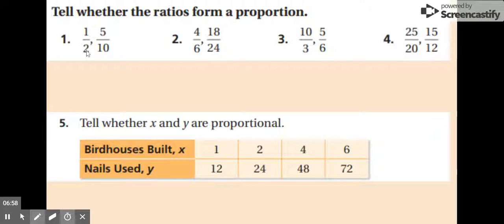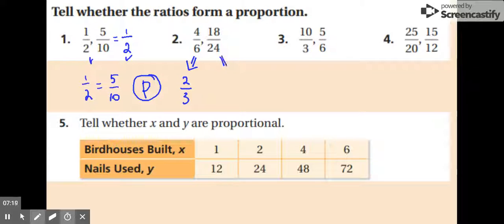Number 1, 1/2 is already simplified. What about 5/10? It simplifies to 1/2. 1/2 and 1/2, they're equivalent, right? So 1/2 and 5/10, it is a proportion. I'm going to just put P for proportion. And 4 to 6, it's going to be 2 to 3. 18 to 24, how can it be simplified? Divided by 6, divided by 6. If you start dividing by 2, that's going to be 3 over 4. Do you think this is equivalent? No. So it's not a proportion.